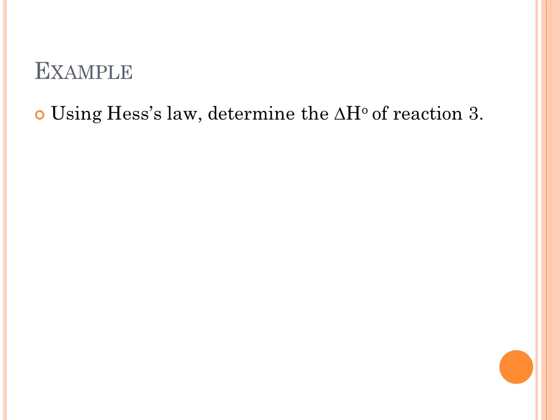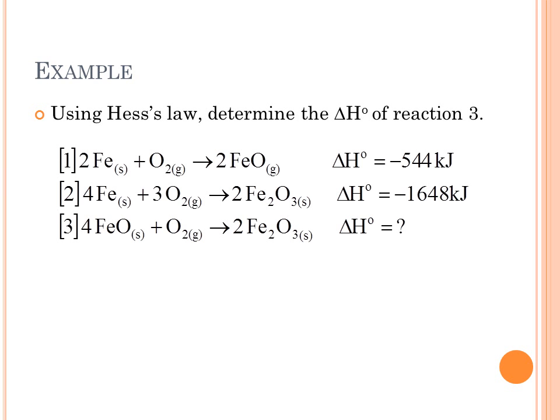Using Hess's law, let's determine the delta H for reaction 3. So we've got iron reacting with oxygen to form iron(II) oxide with a delta H equal to negative 544 kilojoules. And then the second reaction, we've got iron reacting with oxygen to form iron(III) oxide, delta H negative 1648 kilojoules. And we want to add those together in some way to where we'll equal reaction 3, where we've got the iron(II) oxide plus oxygen reacting to form the iron(III) oxide. So we need to figure out how I'm going to rearrange reactions 1 and 2 so that they'll add together to form the third reaction.